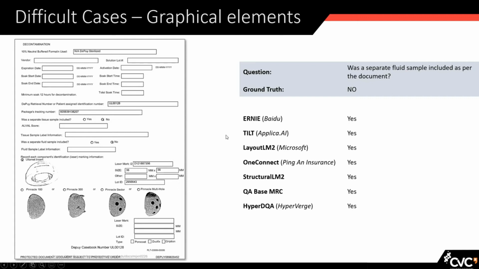Another example, to understand if a separate fluid sample was included in the document, this corresponds to a checkbox, which actually is not perfectly checked, but still a human can easily answer this. The methods, as you can see, cannot.